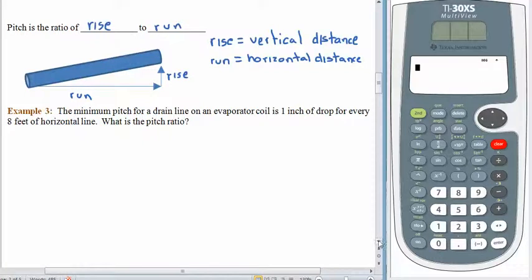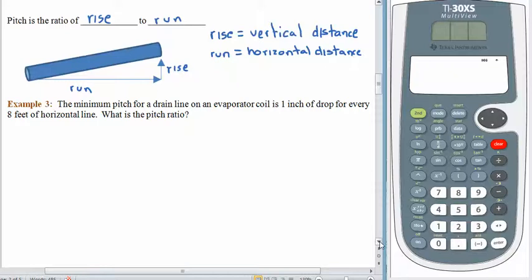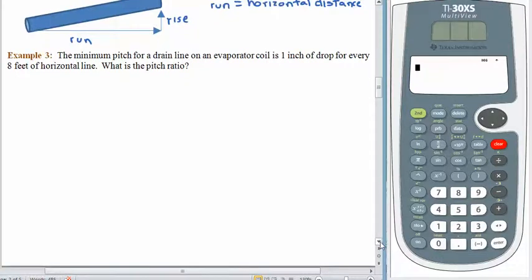Okay, so let's see what we have here. The minimum pitch for a drain line on an evaporator coil is 1 inch of drop for every 8 feet of horizontal line, and we want to know the pitch ratio. The fact that we've got the word drop here doesn't matter. If we went the other direction, it would be a rise. What this means is that the vertical distance is 1 inch. The horizontal distance is 8 feet. And now we have a problem because a ratio needs units that are the same.